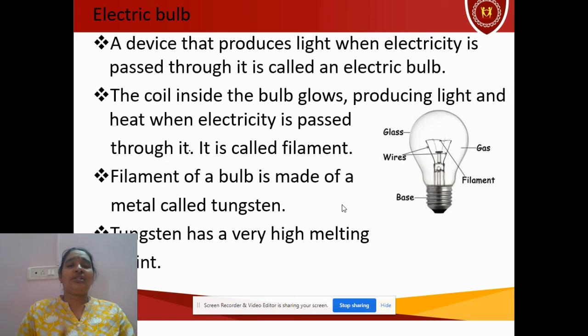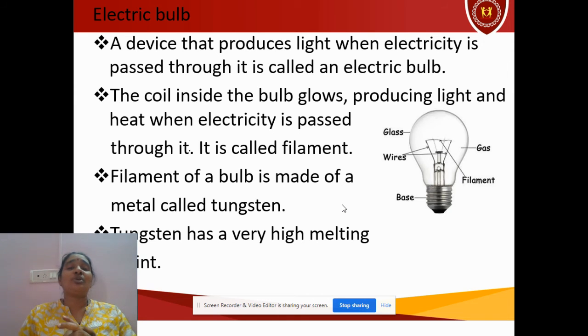Actually, the electric bulb works on electricity only. A device that produces light when electricity is passed through it is called an electric bulb. So the coil inside the bulb glows, producing light and heat when electricity is passed through it. I want to explain you in detail.